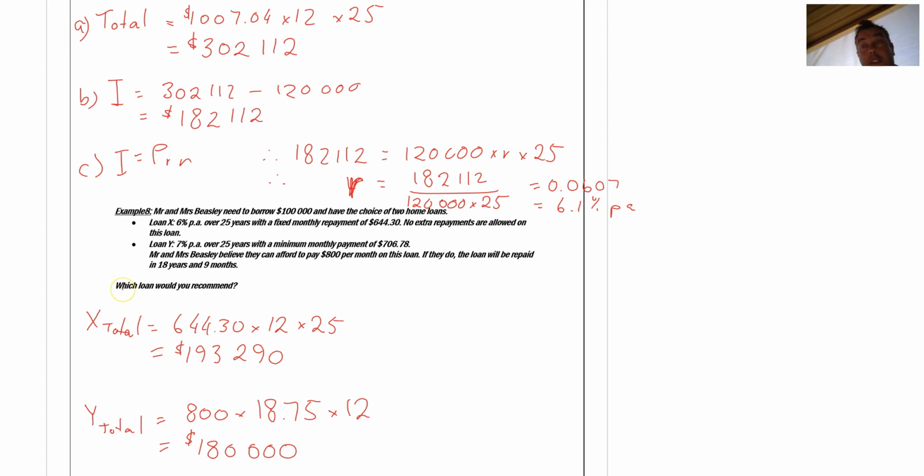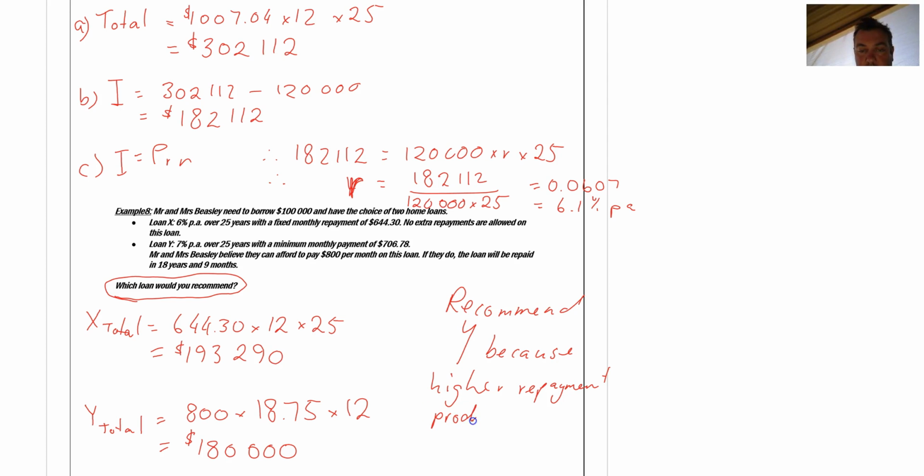Now, if you get this in an exam, here is the question. That's what we need to answer. Which loan would you recommend? So I'm going to say, shorthand here, recommend Y because higher repayment produces less interest.